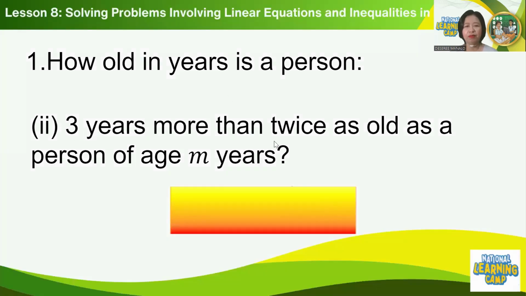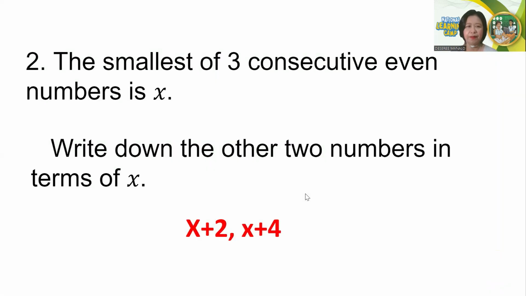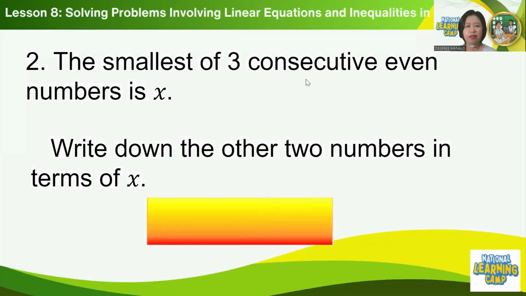For 2i, 3 years more than twice as old as a person aged m years. So the age is represented as m. So 3 years more than twice. You have the clue words here, more than, and then twice. Let's answer. 2m plus 3. So plus for the words more than, and 2 for the word twice. So 2m plus 3.